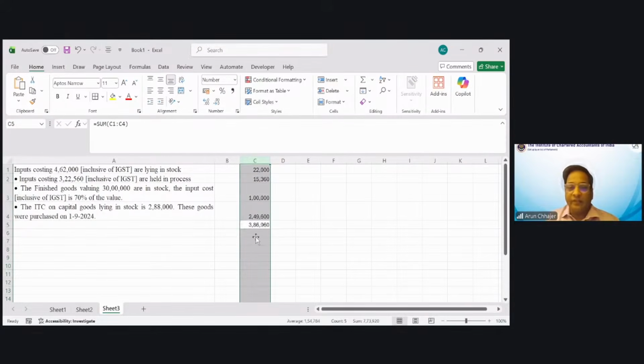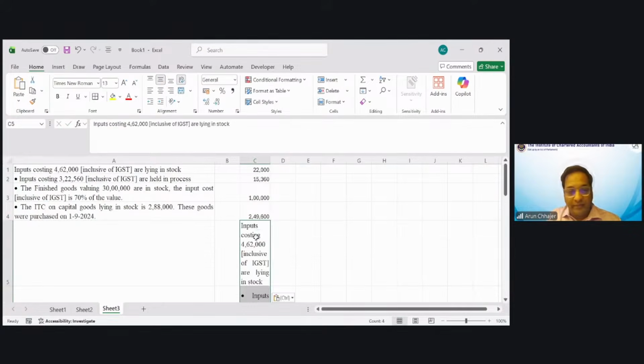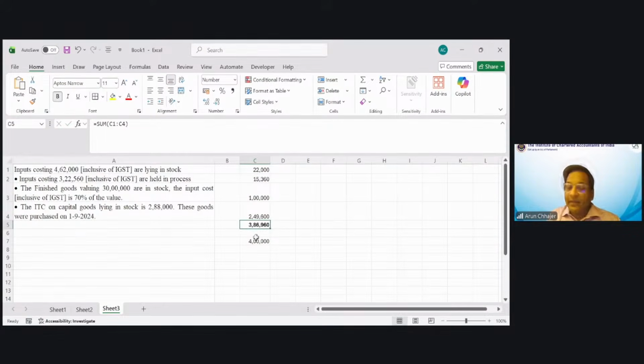Okay. If I have the balance 4 lakh, I can pay the same through debiting the electronic cash ledger, because my electronic cash ledger is 4 lakh. And if my electronic cash ledger is 3 lakh, then the total amount which I need to pay, 386, 3 lakh I can use from credit ledger, and the balance 86,960 I have to pay in cash. Is that clear?